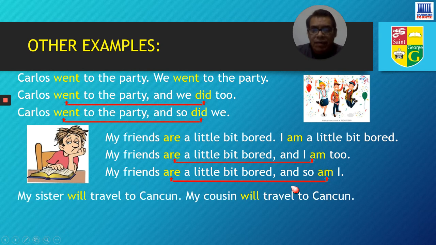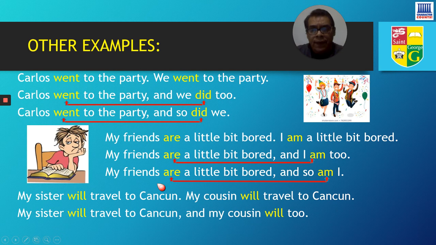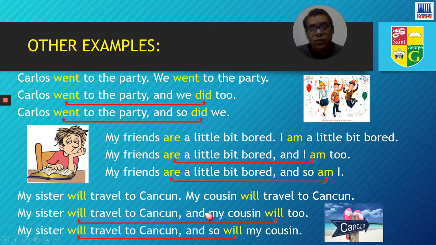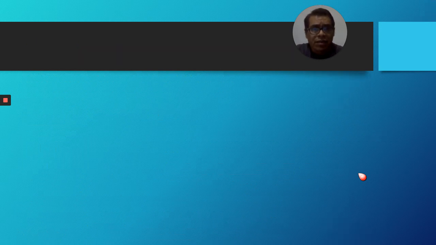Finally, one more example with a modal auxiliary. In this case, the modal will. My sister will travel to Cancun. My cousin will travel to Cancun. Two separate sentences. Now we put these sentences together and we say, my sister will travel to Cancun and my cousin will too. Will in the first part and will in the second part. Or we can use the word so and we say, my sister will travel to Cancun and so will my cousin. This is the end of the first part, that is affirmative agreement.